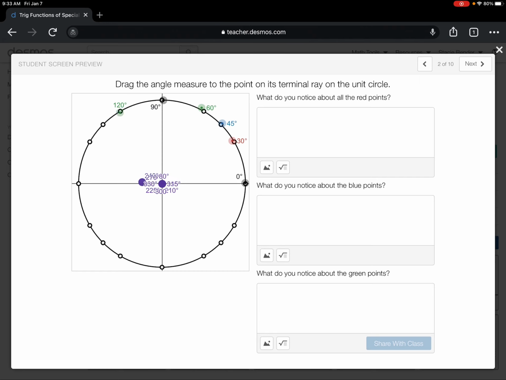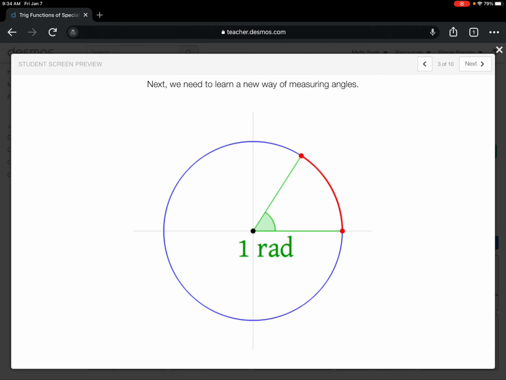So you're going to basically pull these guys out. 240 is more than 180, so it's got to be down here somewhere. 270, oh, that's another 90-degree angle, and you get the idea behind it. But then I want you to talk about what you notice about the red points, what do you notice about the blue points, and what do you notice about the green points. Hopefully you see some patterns here and can talk about those.